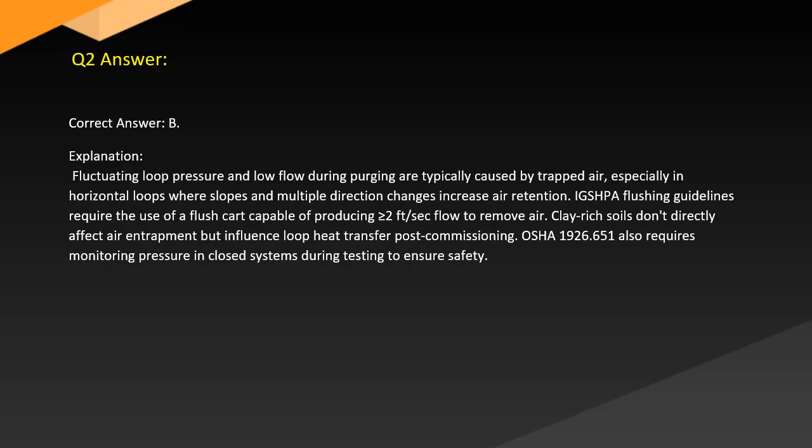Answer. Correct answer: B. Explanation. Fluctuating loop pressure and low flow during purging are typically caused by trapped air, especially in horizontal loops where slopes and multiple direction changes increase air retention. HVACR flushing guidelines require the use of a flush cart capable of producing greater than or equal to 2 feet per second flow to remove air. Clay-rich soils don't directly affect air entrapment but influence loop heat transfer post-commissioning.